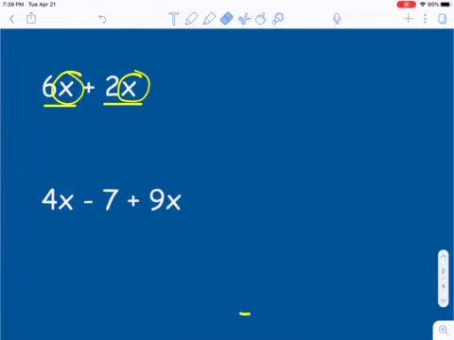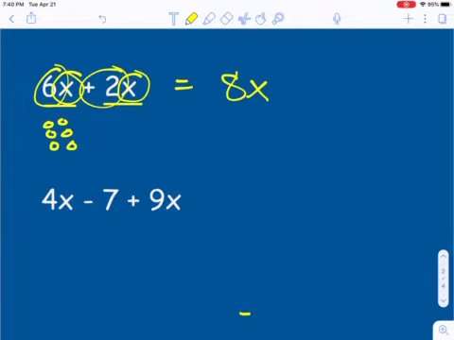The variables are the same, and because the variables are the same, we're just going to take that, and you're going to have an x term. And you just add your coefficients. You go 6 plus 2 gives you 8, because this is saying that you have 6 groups of something, and we'll call each one of these somethings an x, right? And then this is saying you have 2 more groups, so all together you have 8 groups.